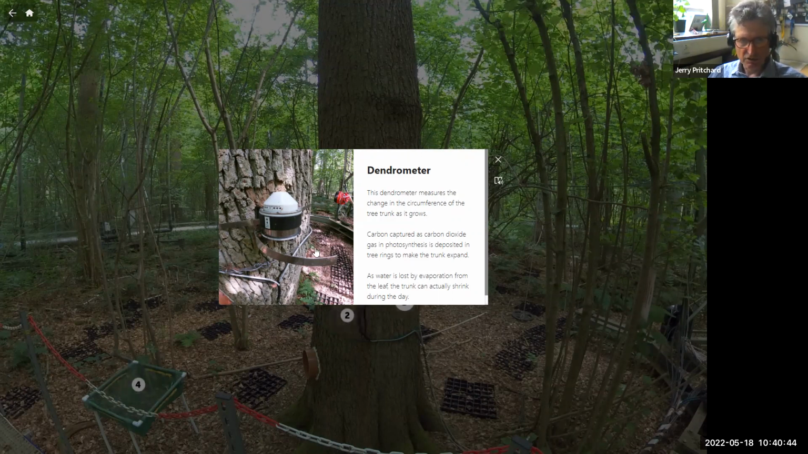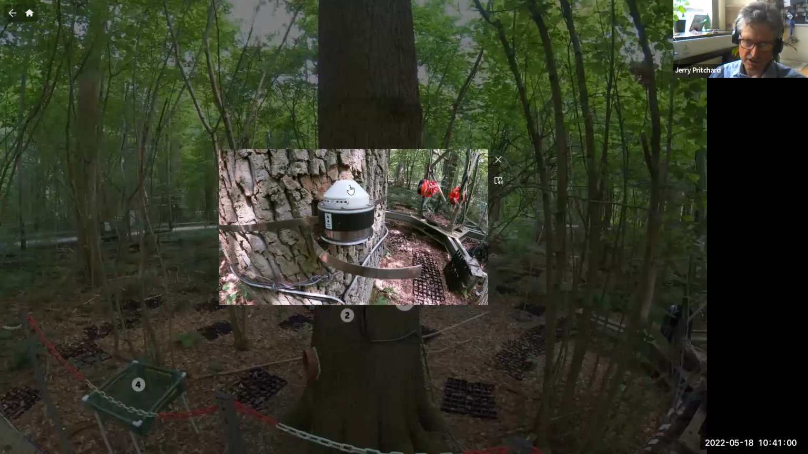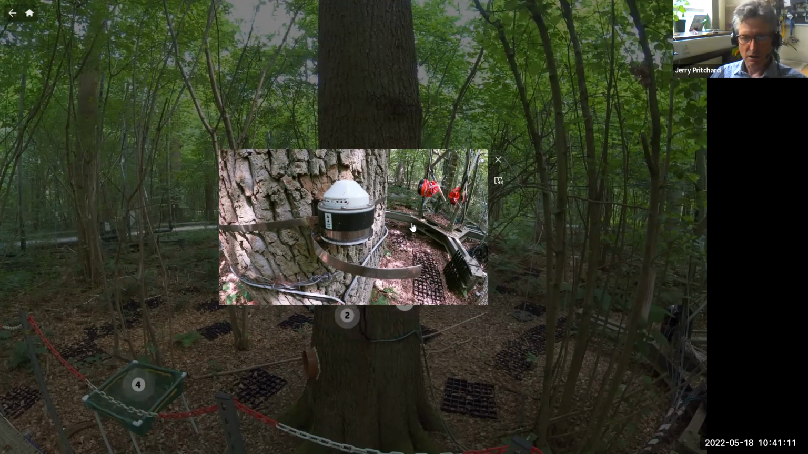And what you can see here is it's effectively a band or a belt around the tree. And just like if you had too big a lunch, you would have to loosen your belt, if the tree grows a bit, the circumference of the tree expands, and we can measure that with this electronic device. And you can see it's got wires coming out of it, and that's done continuously. And so we can compare the growth of the trees in the ambient and the elevated rings, and we get continuous data out of that.